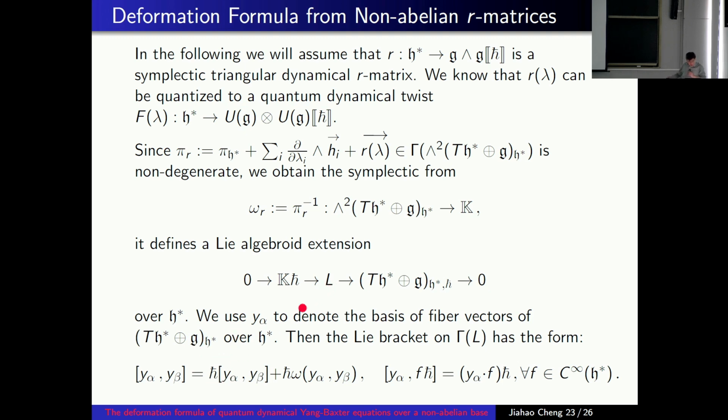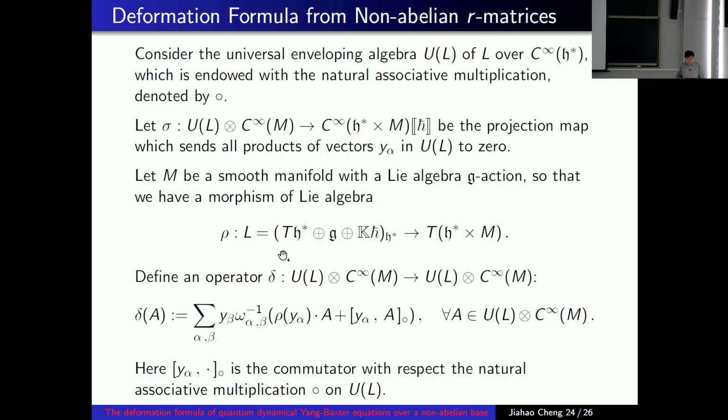And the Lie bracket on the extension is given as follows. Here we take y_α to be the basis of the fiber vector of this Lie algebra, and then the Lie bracket on the extension L looks like the following. Here we add the parameter ħ, and here we add the central term, which takes value in ħ. Then we construct a new Lie algebra over h*. So L here is over the base manifold h*, and we can take the universal enveloping algebra of this Lie algebra over h*.